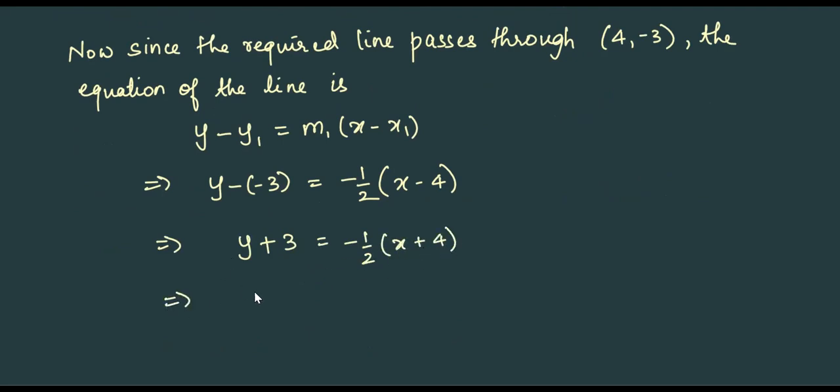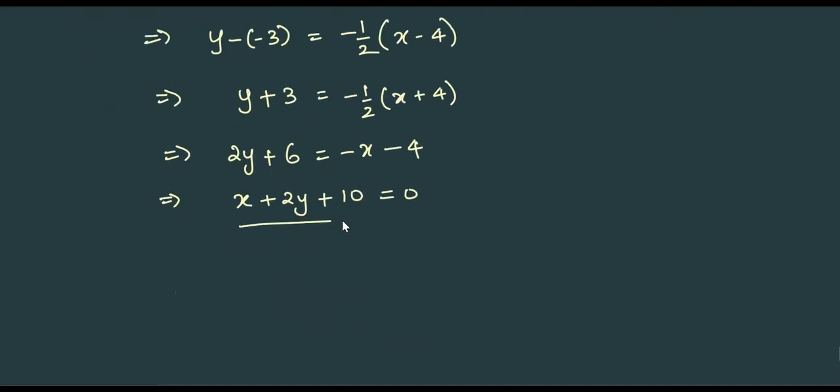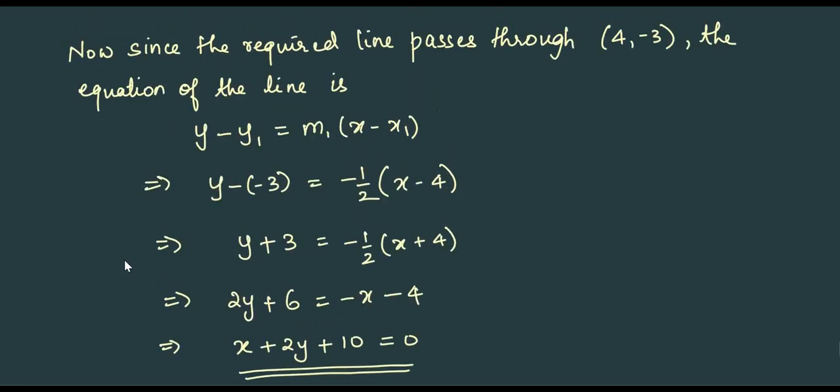Take this 2 from the denominator to the other side of the equation. So you get 2y plus 6 is equal to -x plus 4. Bring all terms to one side, and we get x plus 2y plus 2 equal to 0. This is the equation of the line. So this is the equation of the required line: x plus 2y plus 2 equal to 0.